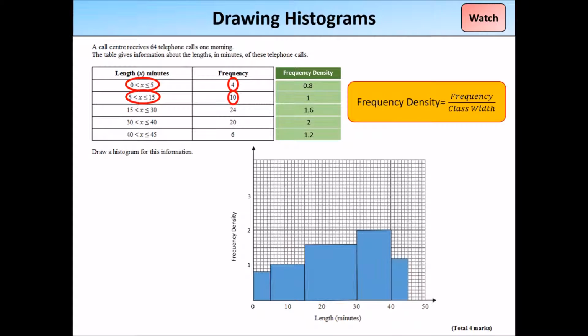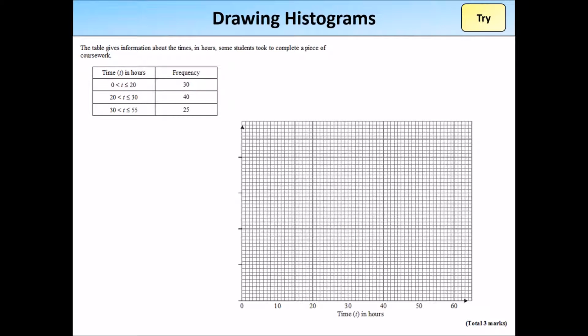So, as always, what I'm going to do now is put a question up on the board. The table gives information about the times in hours some students took to complete a piece of coursework. Two things I want you to do here, guys, before you pause the video. Make sure you work out the frequency density, and then hopefully you've got some squared paper, and then you can have a go at plotting the histogram. Pause the video now and have a go yourself.